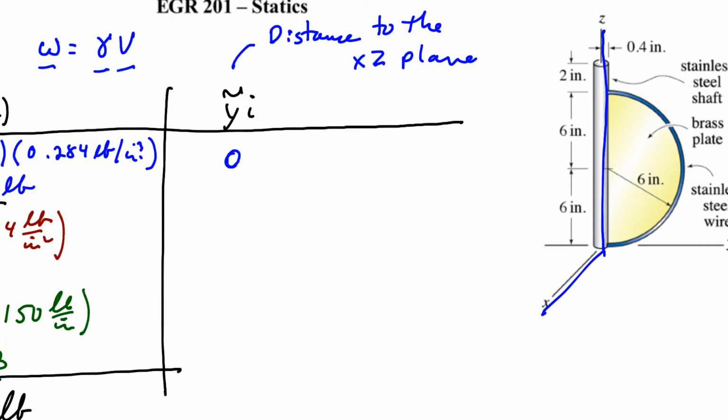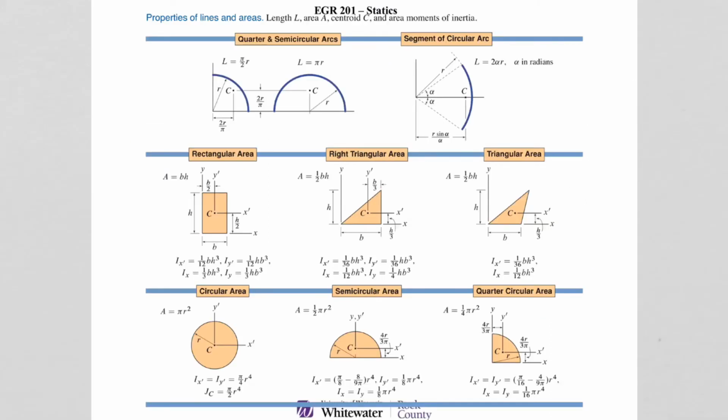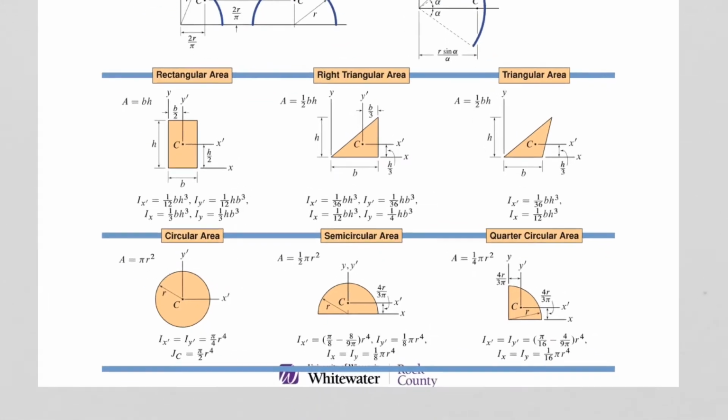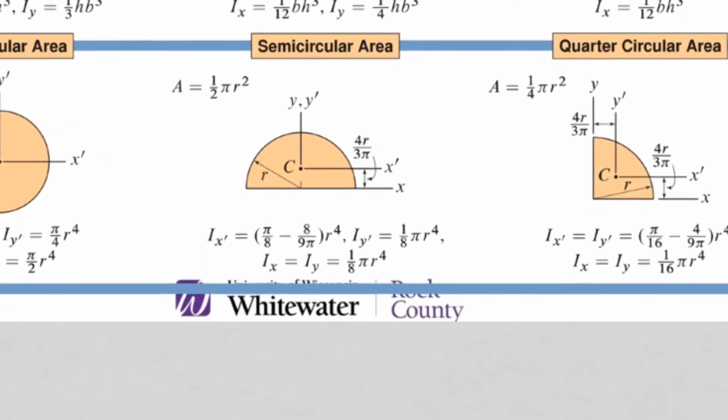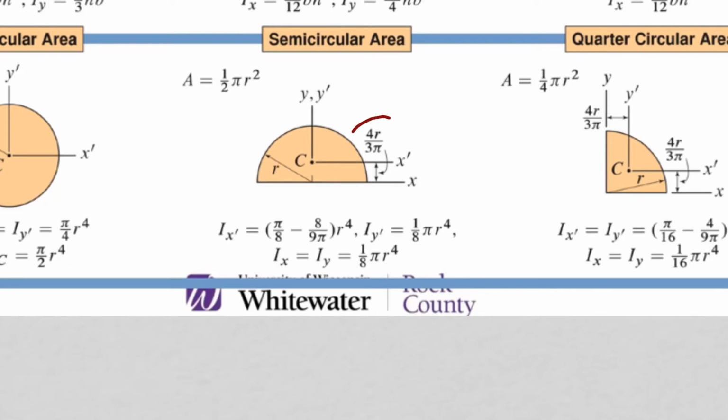Next, we need to find the centroid of the plate itself, the semicircular plate, and its distance to that XZ plane. This is the Y tilde. If we look in the back of the book, we can find that shape, this semicircular shape. And again, this 4/3 r over pi is the distance that we're looking for. That is part of it. So let's look at that.